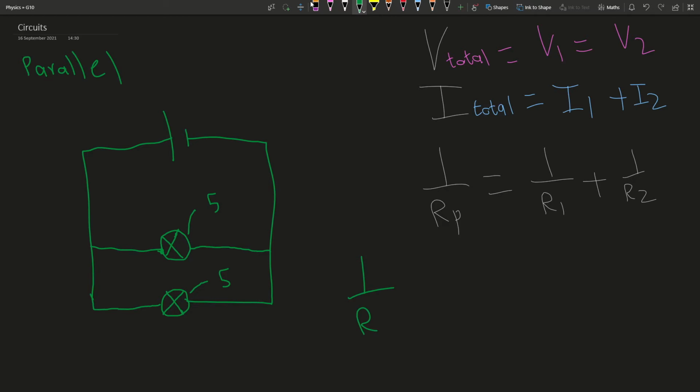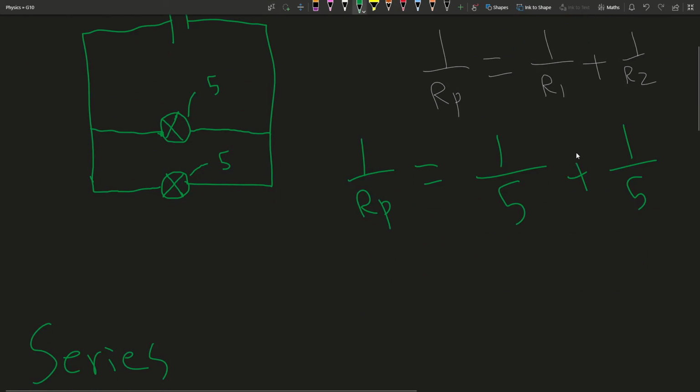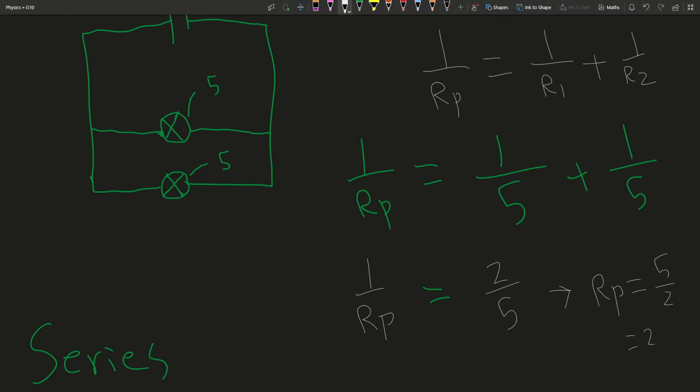So if we wanted to work out your total RP, you do 1 over your resistor 1, so 1 over 5 plus 1 over your resistor 2, so that's 1 over 5 plus 1 over 5. If you add that together, you have to look for the lowest common denominator sometimes. If they were different, you need to make sure the denominators are the same. This is just a maths trick. But in this case, 1 over 5, they're both the same, so you'll get 2 over 5. Okay, so that tells us 1 over RP is equal to 2 over 5. So therefore, for RP, you just need to flip it around, and you'll get 5 over 2. Or in other words, 2.5 ohms.